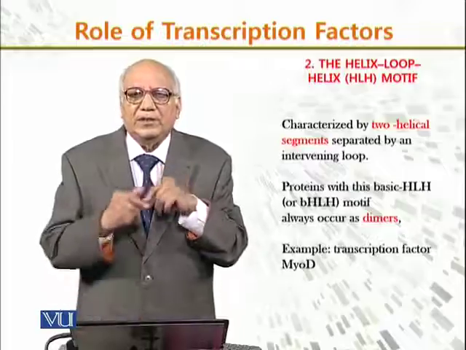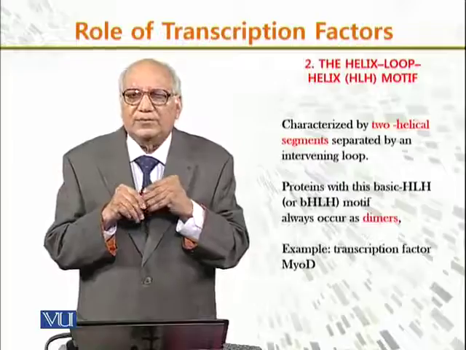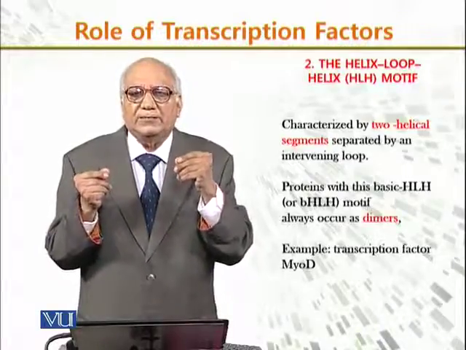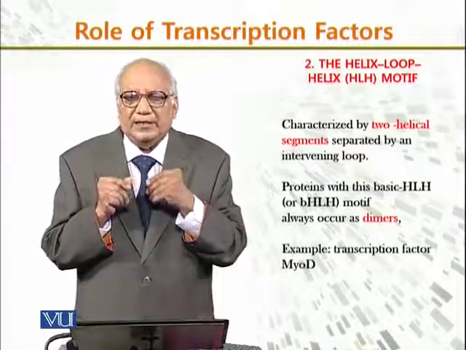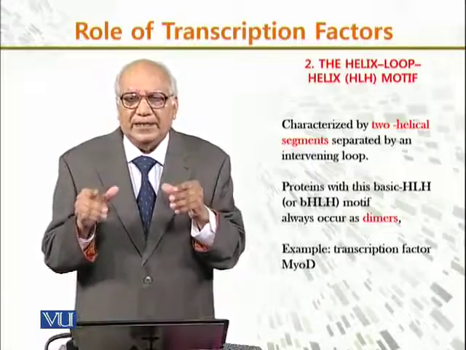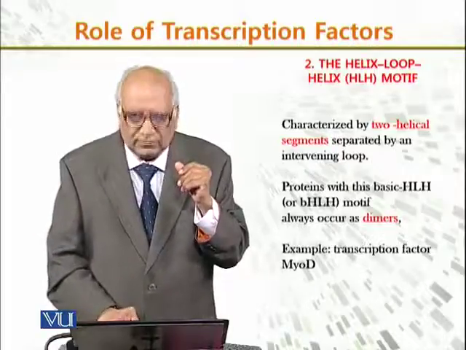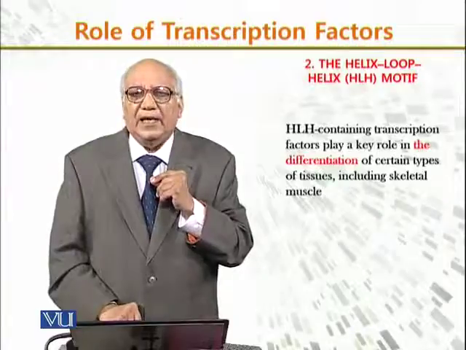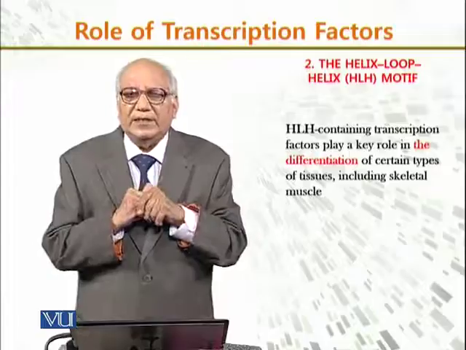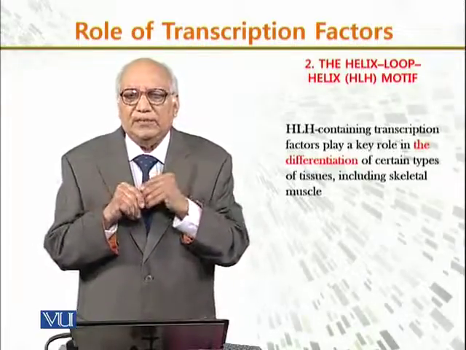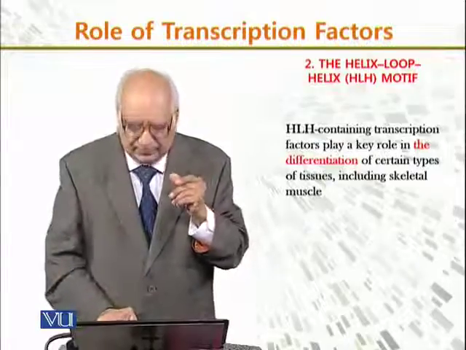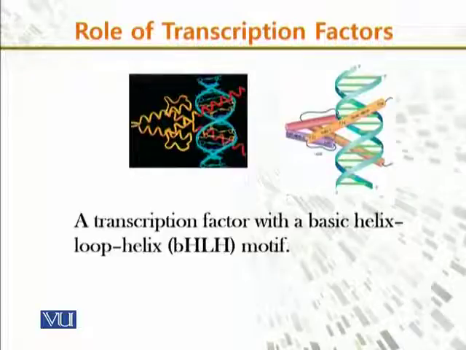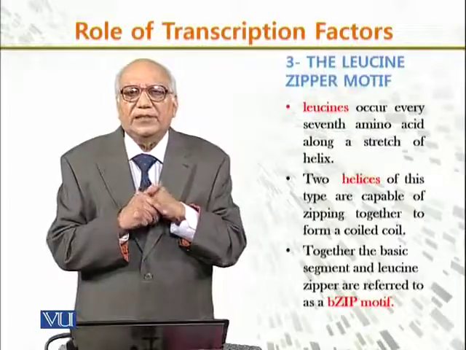Now, the helix-loop-helix motif is characterized by two helical segments separated by an intervening loop. The proteins with the basic helix-loop-helix motif, bHLH, always occur as a dimer. An example of such a transcription factor is MyoD. The helix-loop-helix containing transcription factors play a key role in the differentiation of certain types of tissues, including skeletal muscle. This is their role in transcription. A transcription factor with a basic helix-loop-helix motif has been demonstrated in this figure.